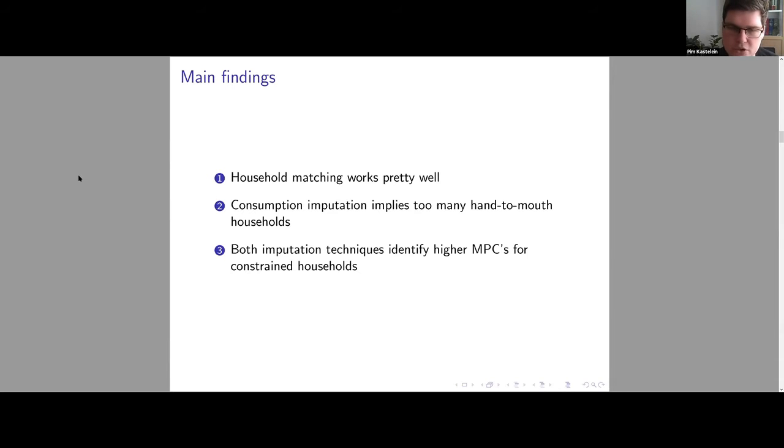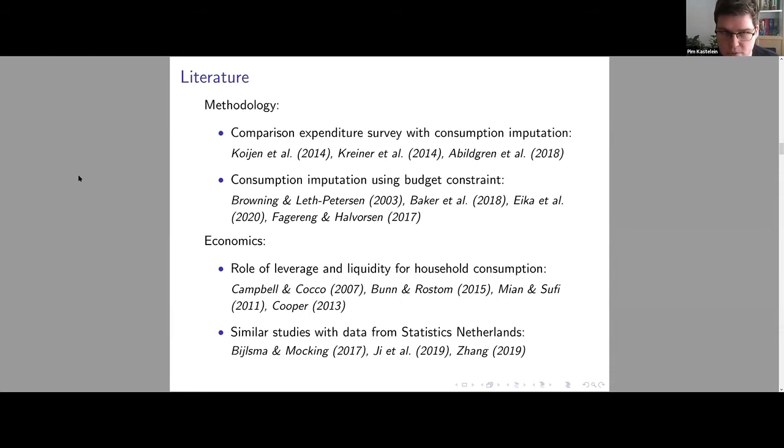And I will show also that the consumption imputation implies way different saving rates than what is reported in these expenditure surveys. So there's a bit of a consumption puzzle still to be resolved. And both imputation techniques broadly identify higher marginal propensities to consume for these constrained households. Now, definitely not the first one here, and out of courtesy, I put down a whole bunch of papers. If you're in the literature, you'll be familiar. There are some methodological ones. People have been comparing this kind of consumption imputation using the budget constraint with expenditure surveys, mostly in Scandinavian countries. And there's been a lot of economic applications using these procedures.